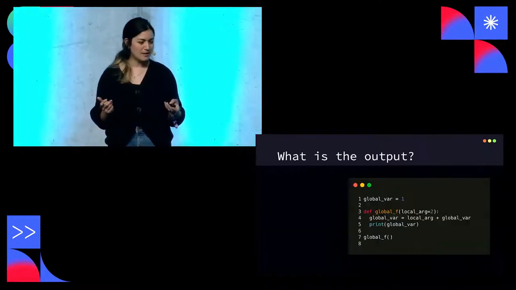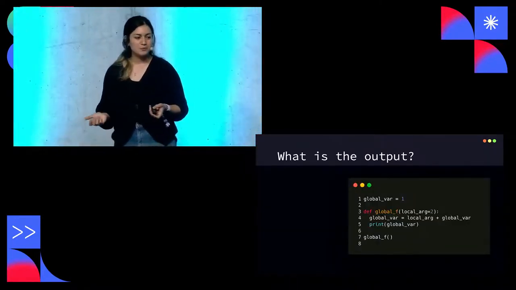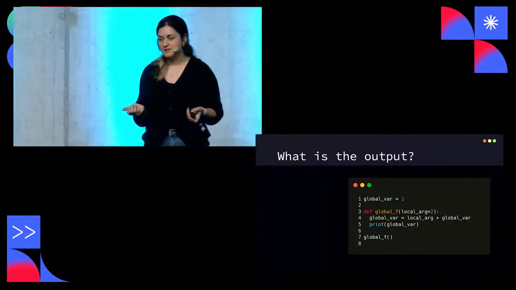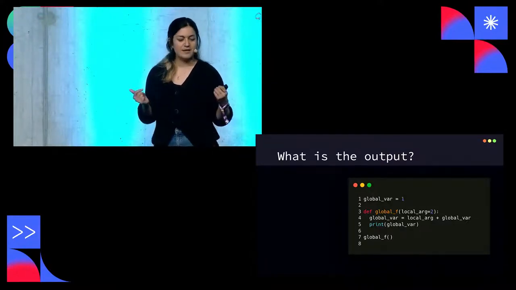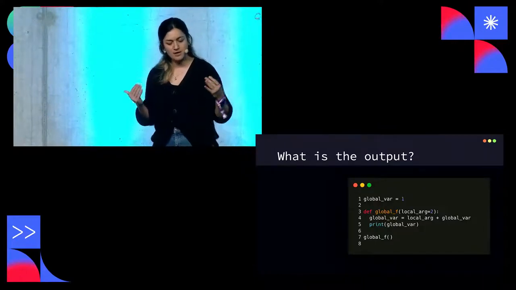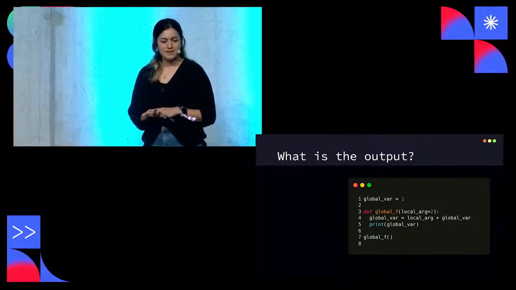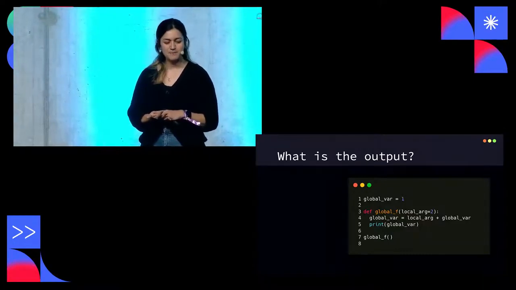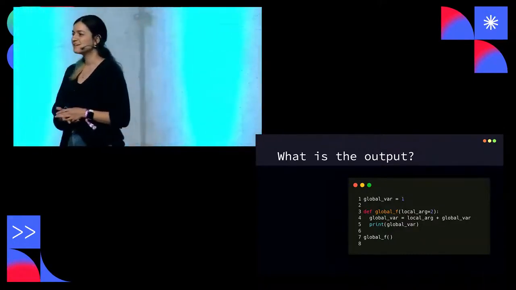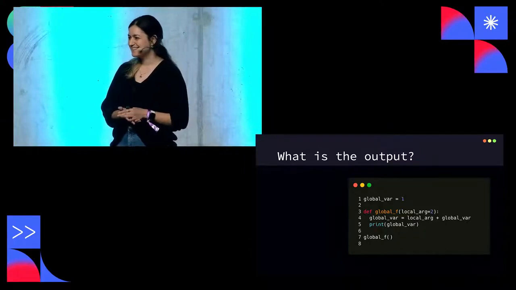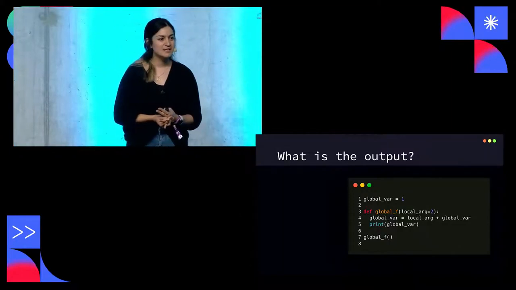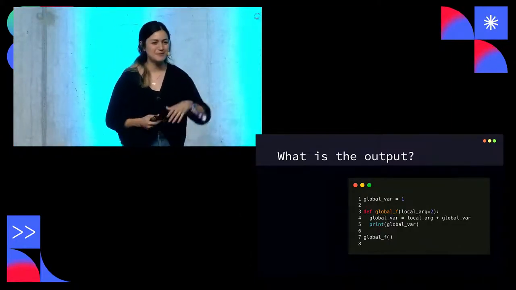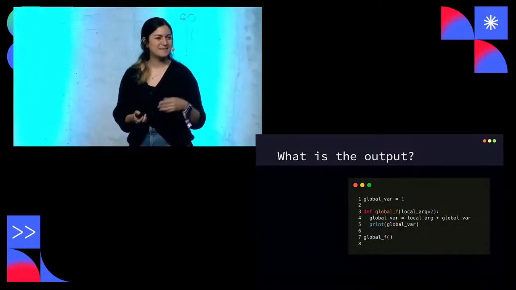So now I have a question for you. What would be the output of this section of code? We have global_var equals 1. We have a function global_f in line number 3. And we have global_var equals local_arg plus global_var. Who thinks it will print 3? OK. More? OK. Who thinks it will print 1? It would be nice if it would be one person, but I have here 2.